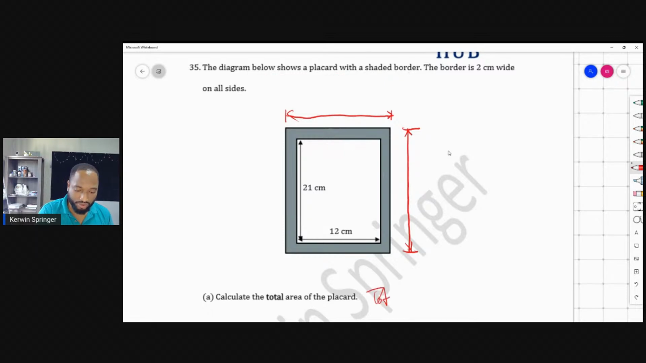Total area of the placard. It's not add 2, because you have this piece here, and then what about this piece? You added one side. Well done, Melissa. You added one side, so it has to be 2 plus, so it's 16 centimeters. So it's 12 plus the 2 from this side and 2 from this. Similarly, you add 2 from this side and 2 from this side to the 21, and you will get 25 centimeters. You all understand?